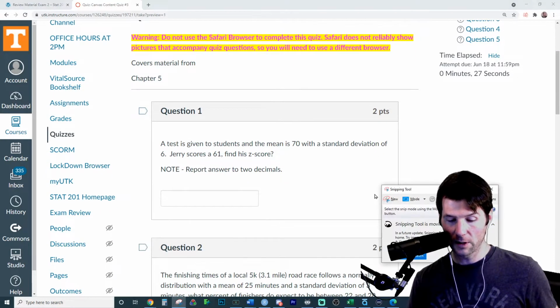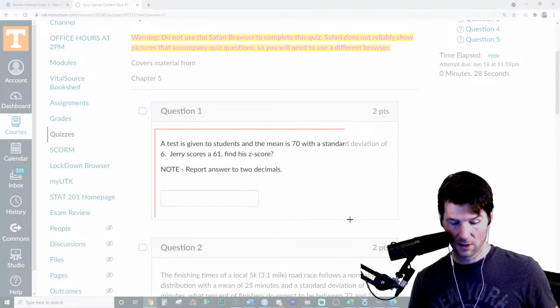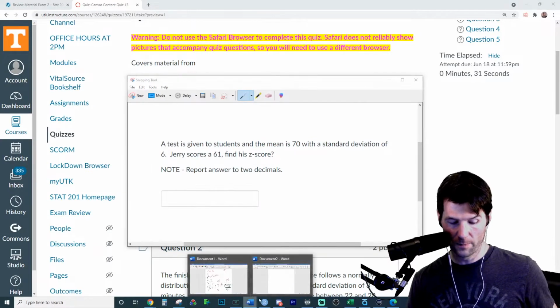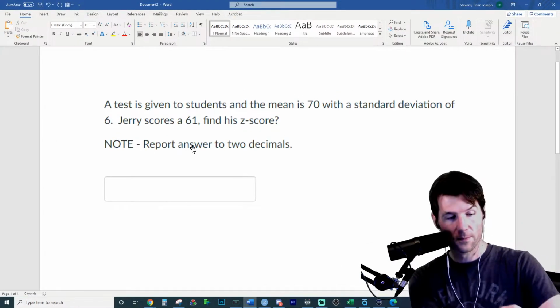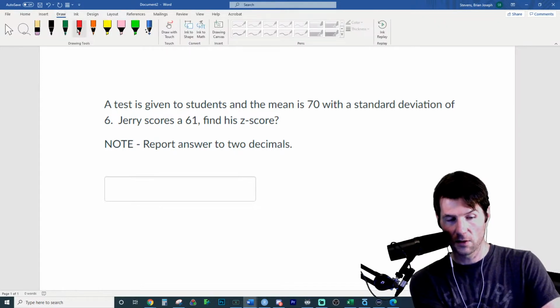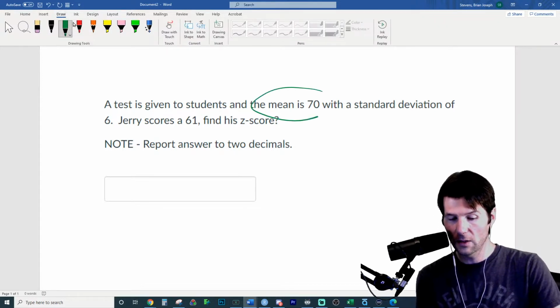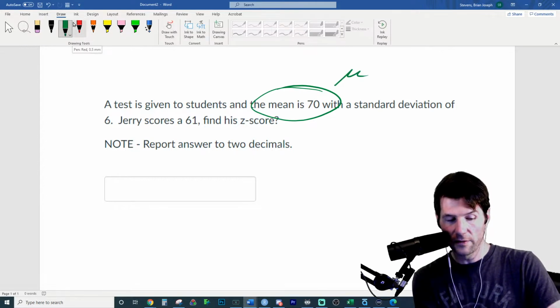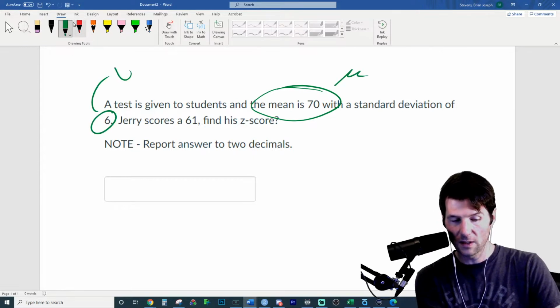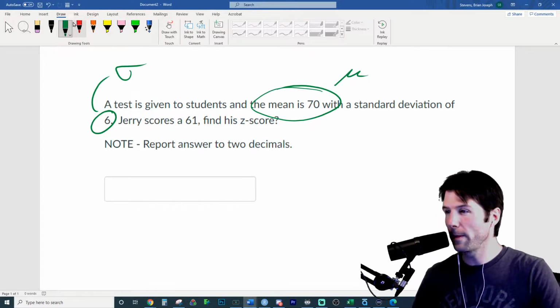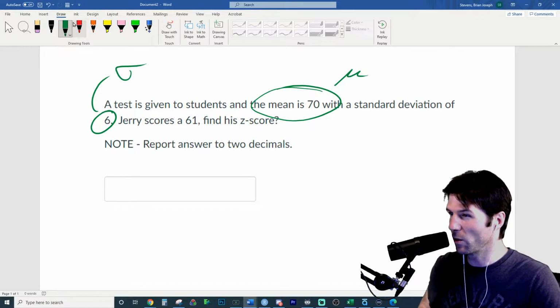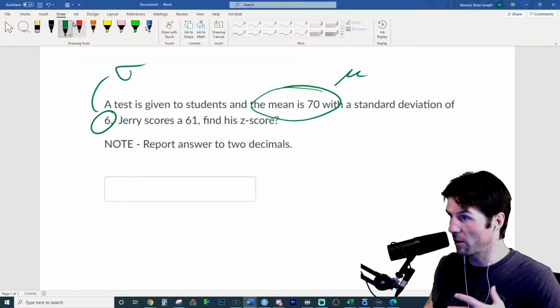So when we do this right here, we want to take a screenshot. We're just going to practice. And we're going to go over here to Microsoft Word, and we'll drop it in. We're going to kind of think through this right here. What does it tell us? Well, it says the mean is 70. That means the mu, which is the mean. The standard deviation is 6, which makes that the sigma, the standard deviation. So does it say it's normally distributed? Well, you don't need it to be normally distributed to find a z-score. It would be appropriate if it's normally distributed to find the z-score.